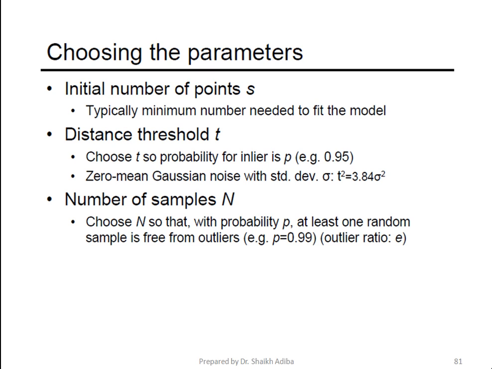Then the next parameter that you will be choosing here is zero mean Gaussian noise with standard deviation. So the value given here is t square equals 3.84 sigma square. And the number of samples: choose n so that the probability p, that at least one random sample is free from outliers, is 0.99, and the outlier ratio is given as E here.